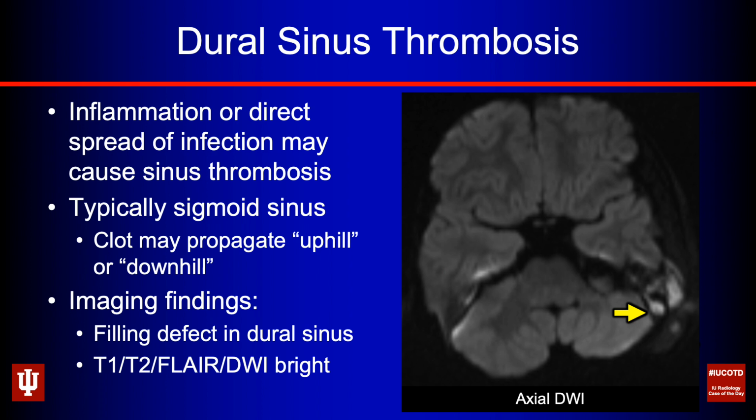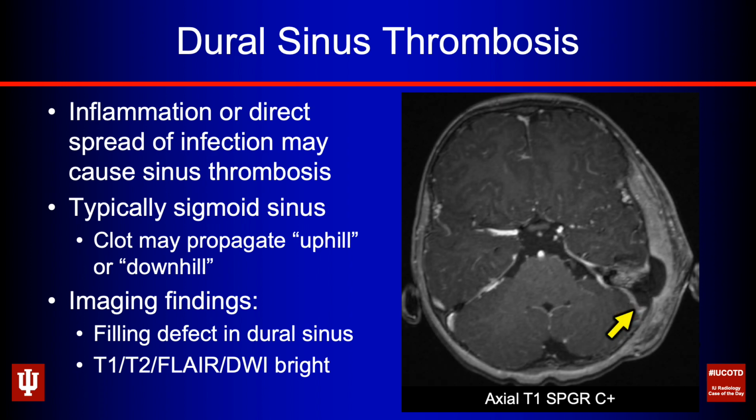Here's a patient showing you diffusion bright thrombus within the overlying dural venous sinus. The yellow arrow is pointing to it. If you look extracranially, you'll also see that there's a subperiosteal abscess component that's got reduced diffusivity as well. Same patient, take a look on the T1 SPGR. We see that eccentric filling defect within the sigmoid sinus, and then there's also this overlying subperiosteal abscess extracranially.